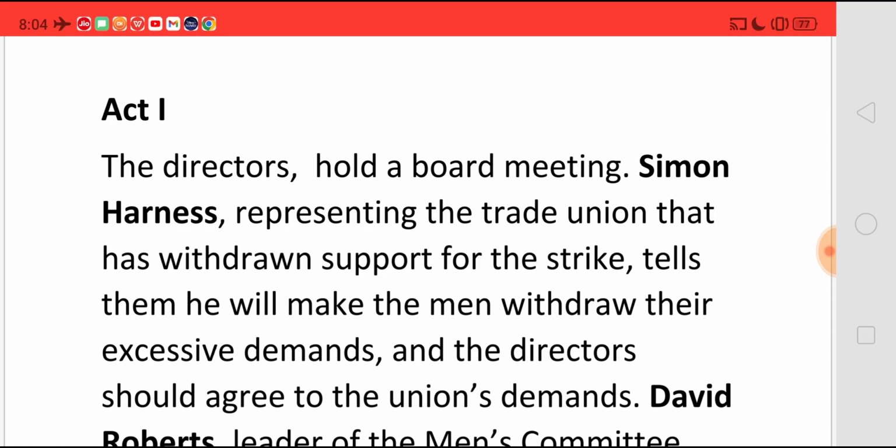Simon Harness, who is the representative of the trade union, says that they have withdrawn the support for the strike from the workers, and he says that many of the workers are suffering and they are willing to withdraw their excessive demands. But he says that the directors also should agree to the union demands, which he feels is really necessary for the welfare of the workers.